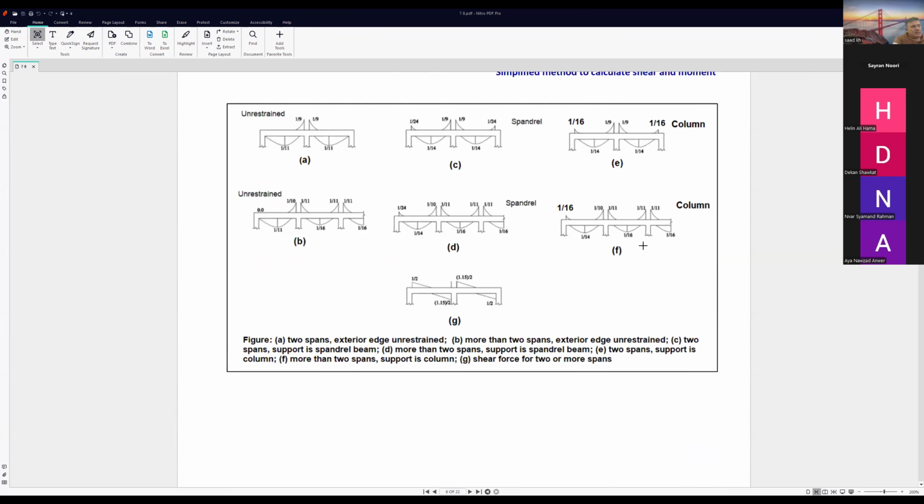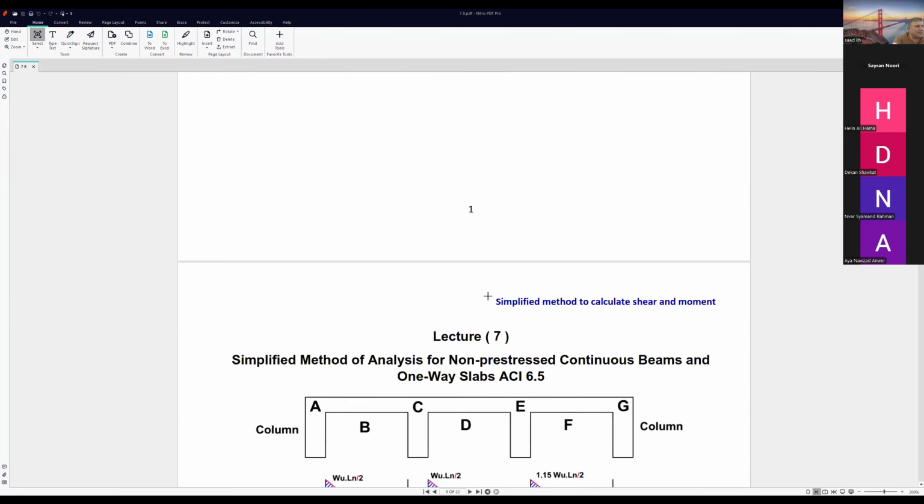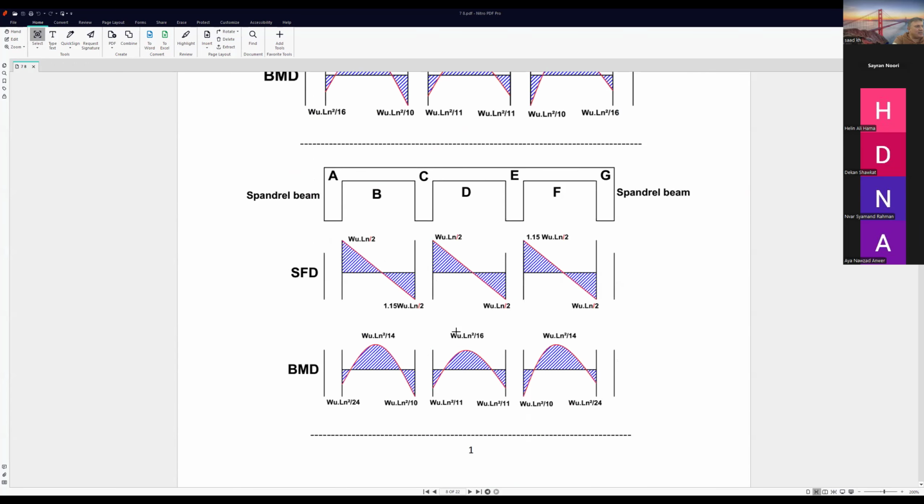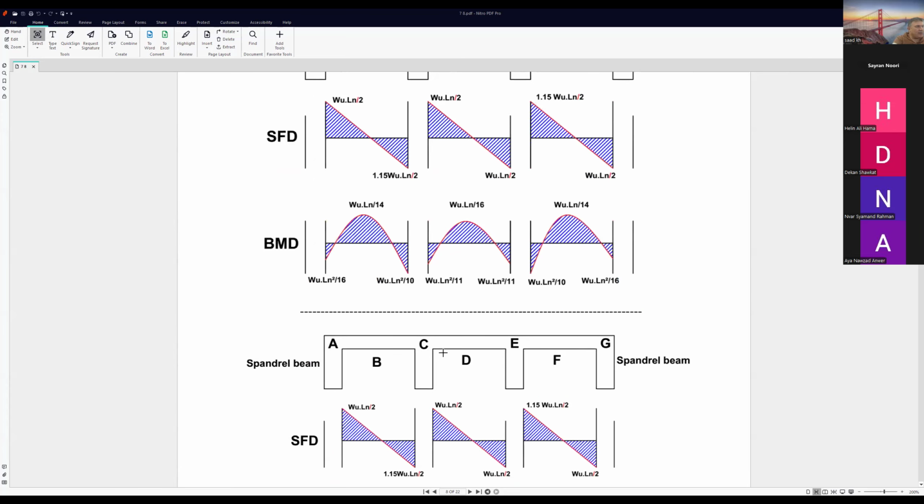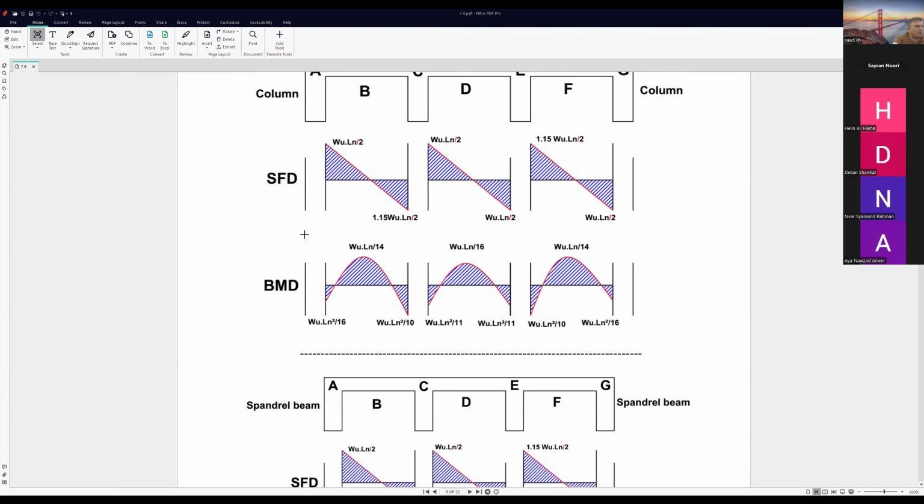So this is continuous. If we go to the last one, for example after 3 or 4 spans, we can get the same. 10 will be here at the end, then 14 and 16. It is symmetric of the first one. For example, 14, 14, 10, 10, 16, 16. So this is the symmetry because we have column.